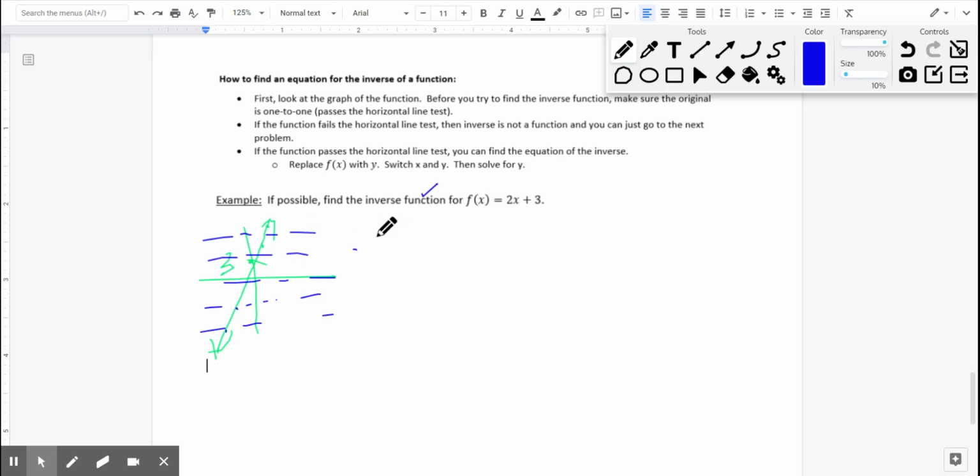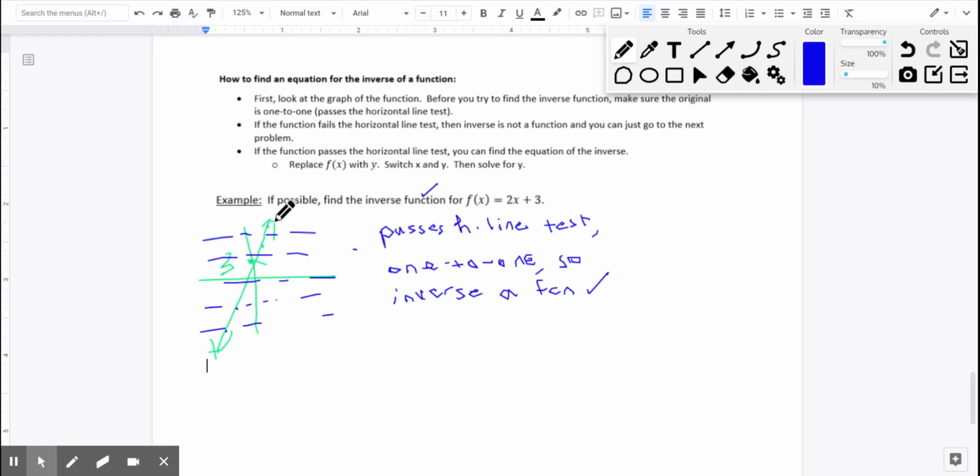And since it passes the horizontal line test, it's what we call one-to-one, which we will discuss further in our next lesson. And if it's one-to-one, then that means that the inverse will be a function. So when we find the inverse, it itself will be a function. It will pass the vertical line test. So since we now have established all of that, we can go ahead and find the inverse.